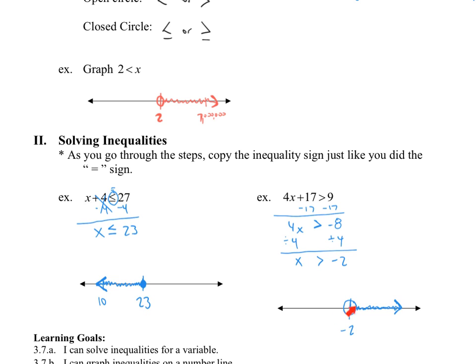Open circle doesn't tell you which way it's going to shade. It just tells you if that number is included or not. So when you look at this, x is bigger than negative 2. What's a number that's bigger than negative 2? 1. 1 would be over to the right somewhere. So that's why we shade to the right.